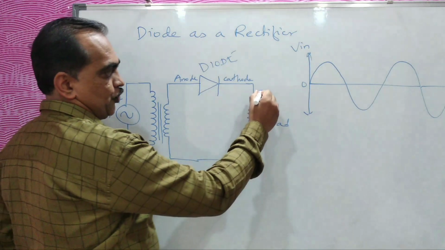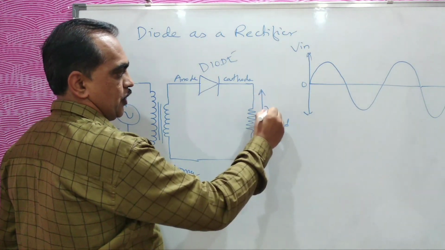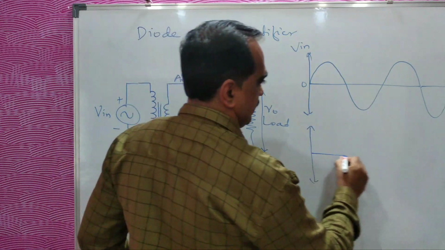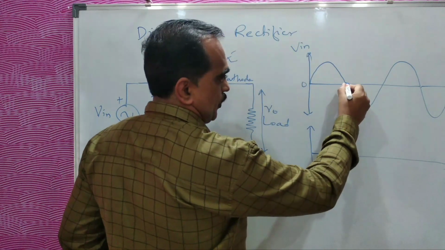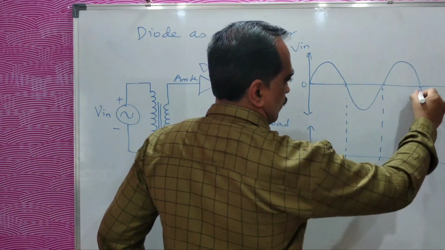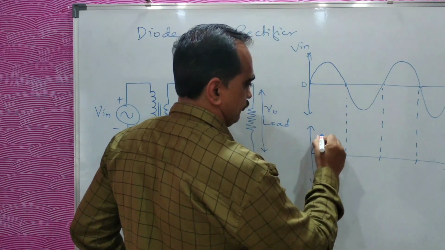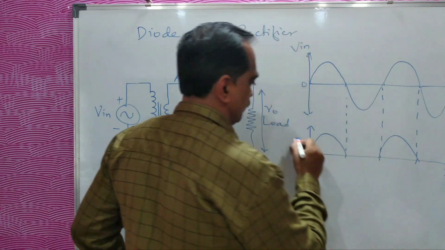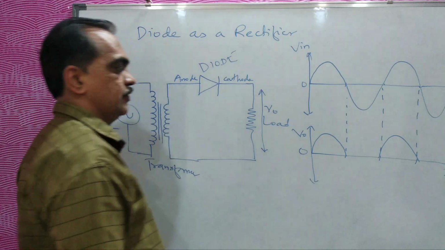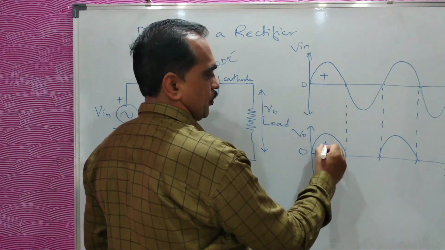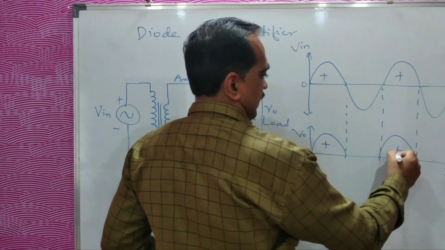And the output, whatever you get across this load, will be only positive half cycles. This will be the output. Negative half cycles will not come, with respect to t, V naught, 0. That means only the positive half cycle is going to come at the output, and negative half cycles will not be seen.